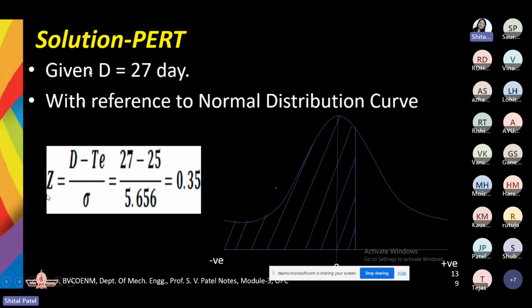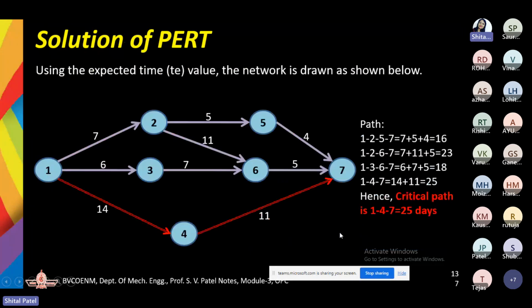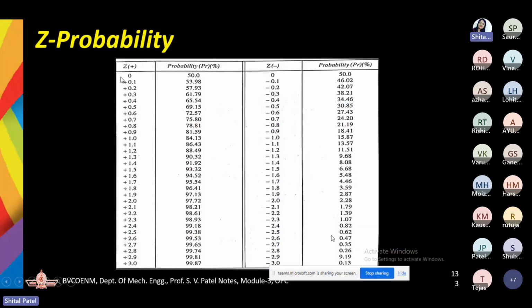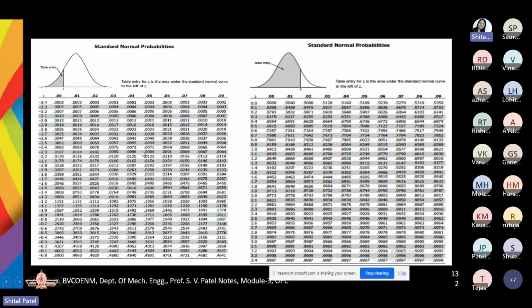So just implement the formula which I have mentioned in the earlier slide. Just substitute the values, and you'll get 0.35 over here. From the normal distribution, as we have mentioned in the earlier slide, the Z and probability. If this type of question is asked, the standard normal probability chart will be provided to you. So don't worry about it.